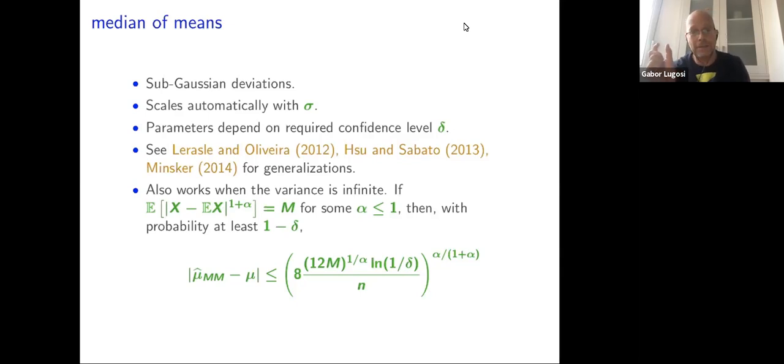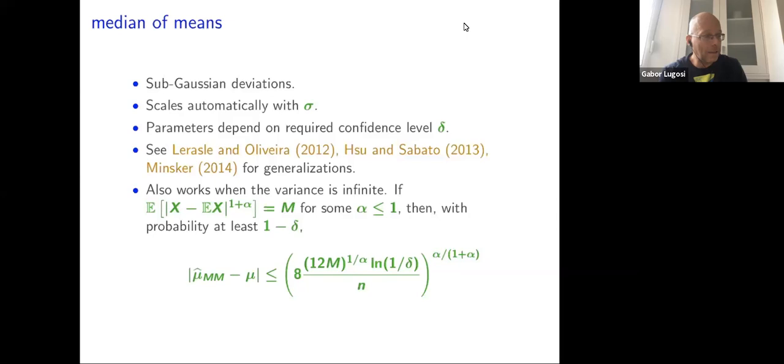So if you want an estimator that works with probability 99%, delta equals 0.1, then I give you an estimator. But if you want an estimator that works with probability 0.01, it's a different estimator. So the estimator depends on delta, and I'm not going to go into that, but such a dependence is actually necessary, in some sense. We can't expect sub-Gaussian estimators that work for all deltas.